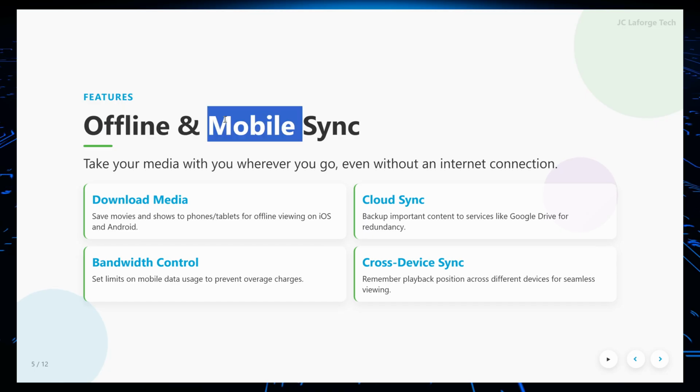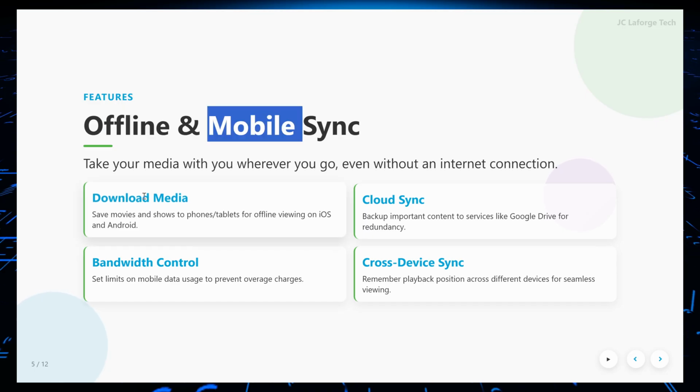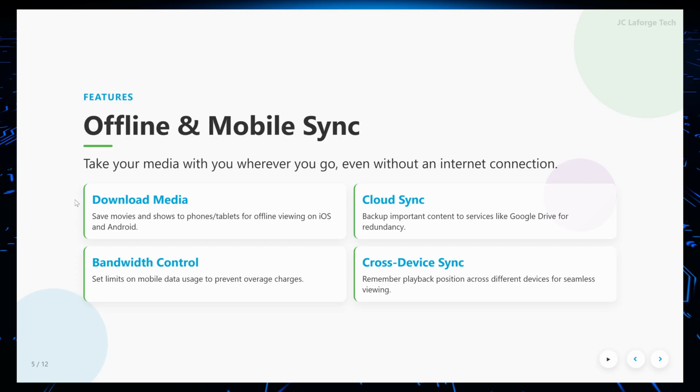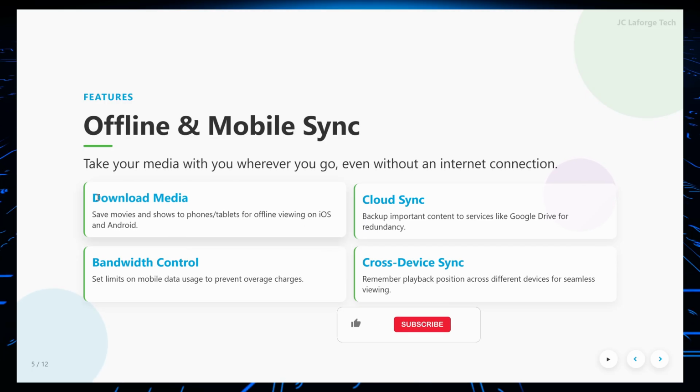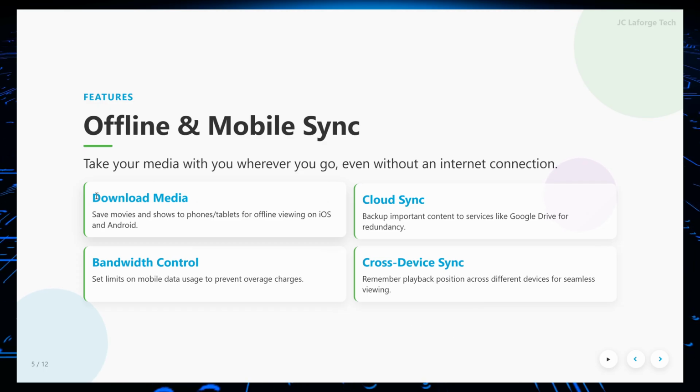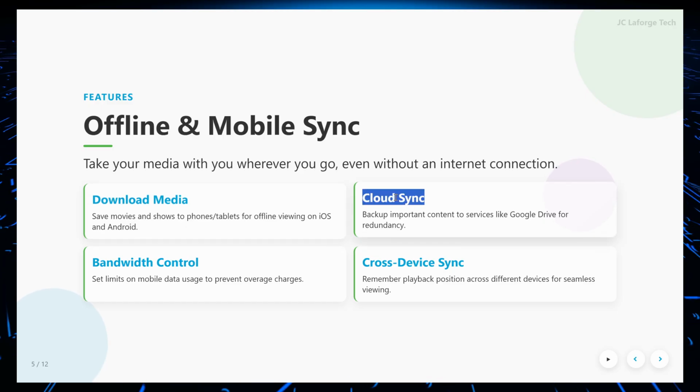Offline and mobile sync. So this is basically a way for you to download the movies to watch later. And I think this also is a feature that is available within Plex and also Jellyfin, if I'm not mistaken. So you find a season you like, you save it, and then when you're on the plane and you don't have internet, you can still use it as if nothing happened. The cloud sync, I haven't really tested it, but it doesn't look like it's on a cloud type of thing.